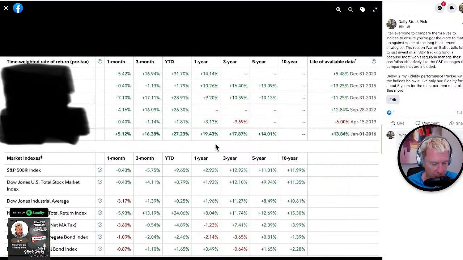I posted this in the Facebook group. This is my return. And this is Fidelity's performance tracker. If you have Fidelity, this is a key tool to look at all the time. And I'm going to leave this up here because you can see the market indices. Over 1 month, S&P is up 0.43, Dow is up 0.43. I am up 5.2%. The only one that I'm underperforming is the NASDAQ. 3 month, I'm up 16% across the board. I'm beating everything.